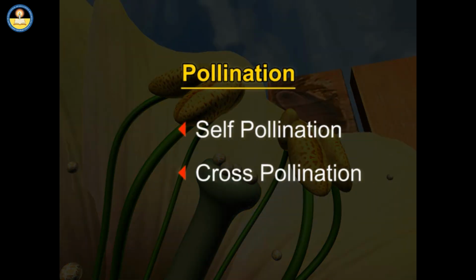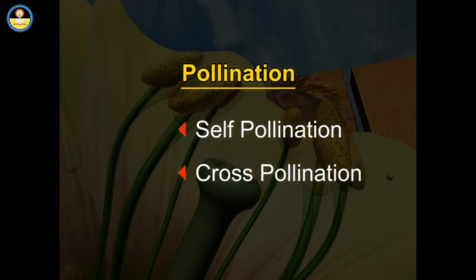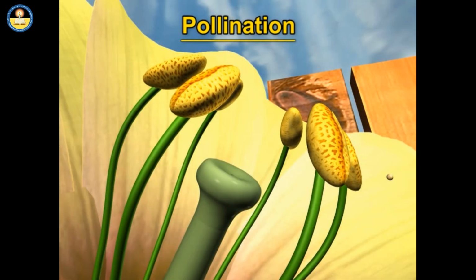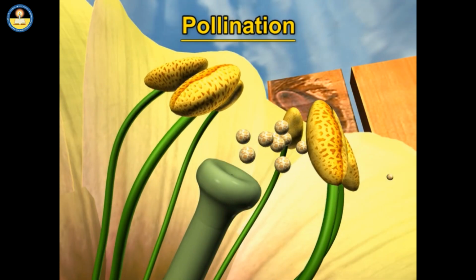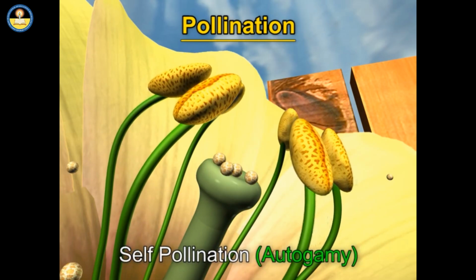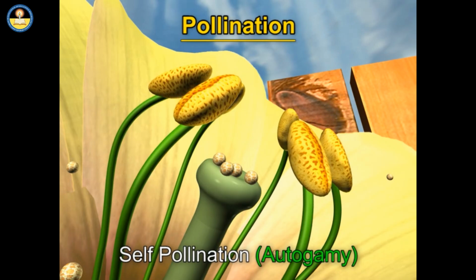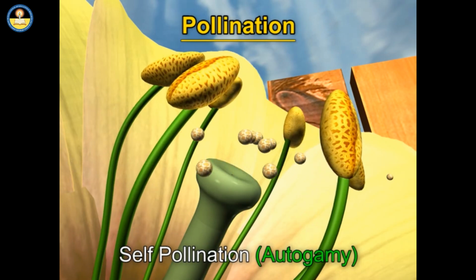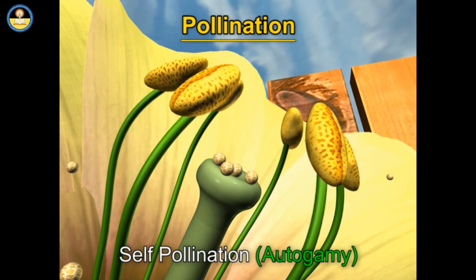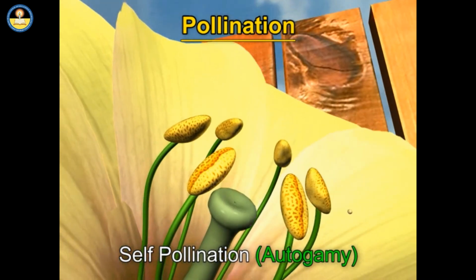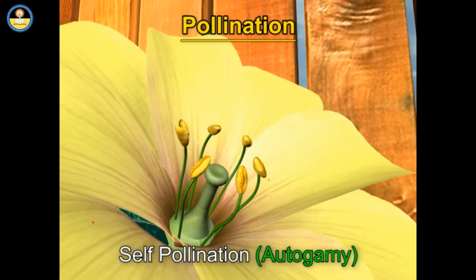self-pollination and cross-pollination. If the pollens are transferred to the stigma of the same flower, it is known as self-pollination or autogamy. In this case, the pollen grains are transferred from the anther to the stigma of the same flower or different flower present on the same plant.